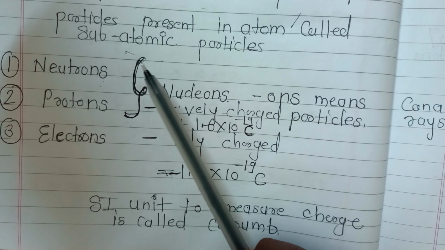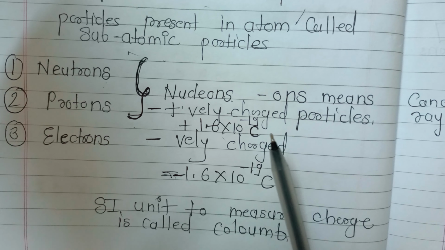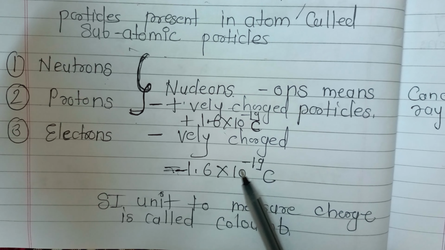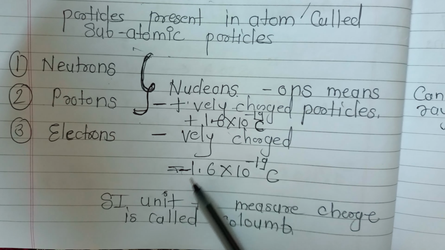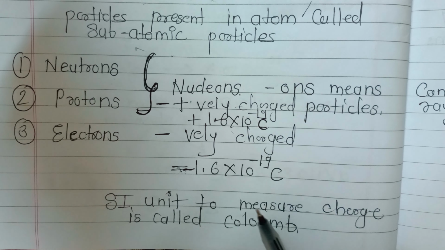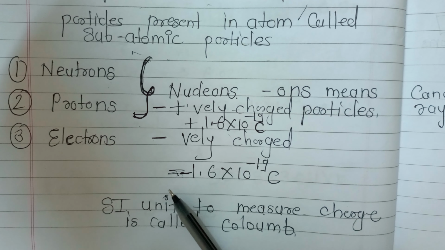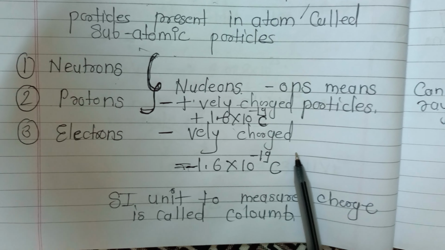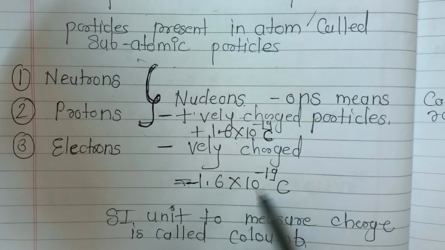Neutrons, I told you, are chargeless. Protons are positively charged, with a charge of plus 1.6 into 10 raised to minus 19 coulomb. At the same time, electrons, which are revolving around the nucleus, are always negatively charged, with the same magnitude of charge but negative. So its charge is minus 1.6 into 10 raised to minus 19 coulomb. So plus 1.6 into 10 raised to minus 19 coulomb and minus 1.6 into 10 raised to minus 19 coulomb make 0. Positive and negative make it 0.